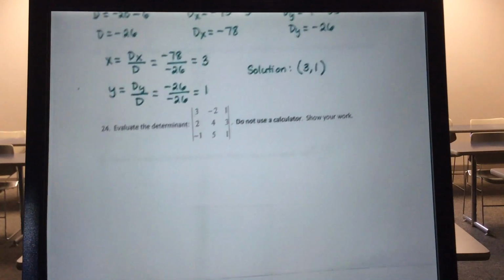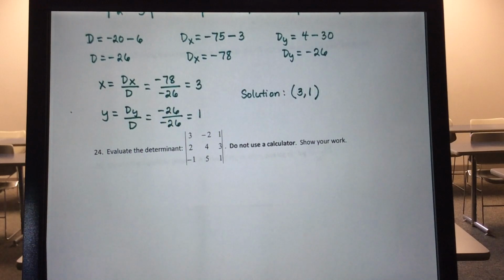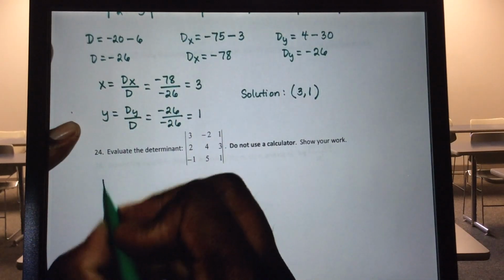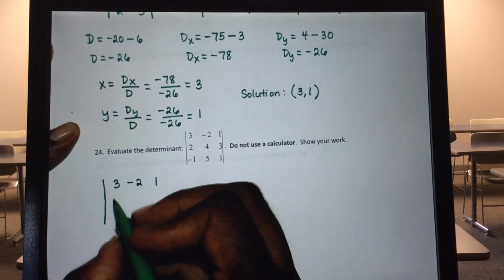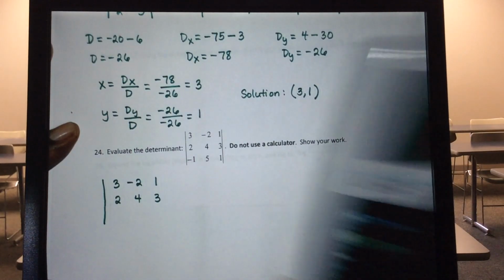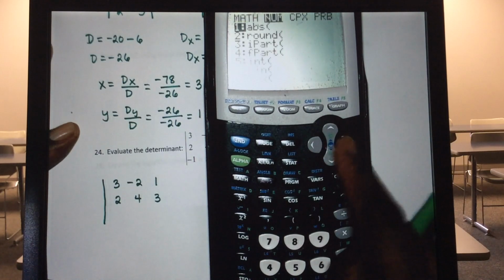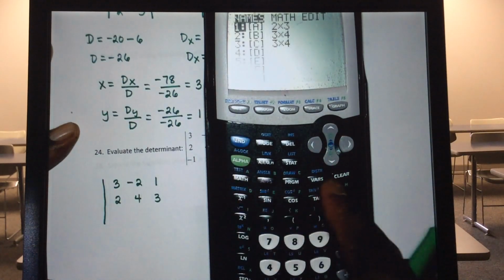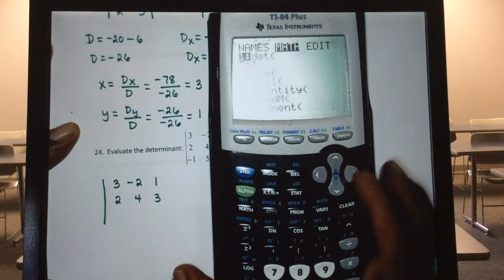Okay, number 24. Here we're going to evaluate the determinant 3, negative 2, 1, 2, 4, 3, negative 1, 5, 1. And when I say do not use the calculator, that means do not use that DET menu item, like the one here for the math, and then, second x to the negative 1, go to math. That DET item, don't use that. You're going to do that by hand.